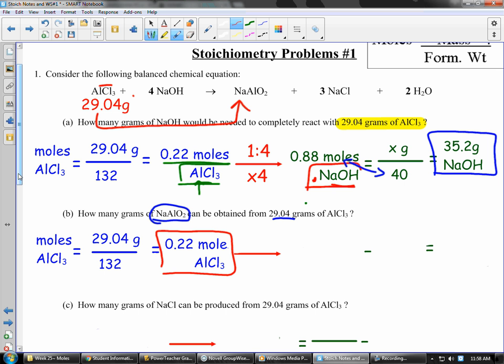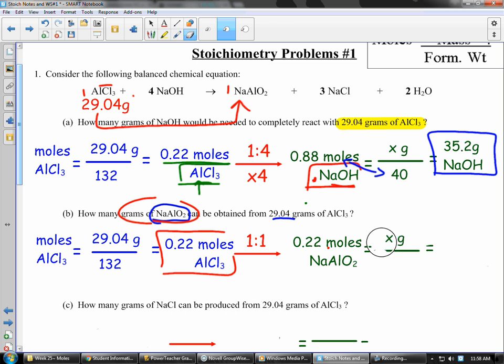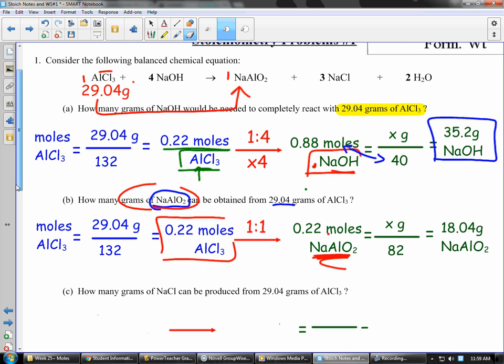Now, I've got to look at my ratio. This is a 1 for the AlCl3, and this is a 1 for the NaAlO2, so I'm going to do a 1-to-1 ratio. That means I do nothing. I keep it exactly the same because it's a 1-to-1 ratio. Now it asks for grams of this, so I will set this equal to X over the formula weight of my target. Na, Al, and 2 O's gives me a formula weight of 82. Multiply 0.22 times 82, and we get 18.04 grams.